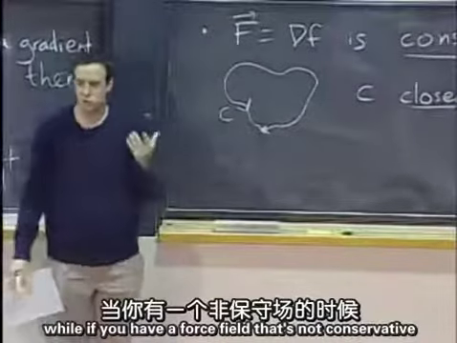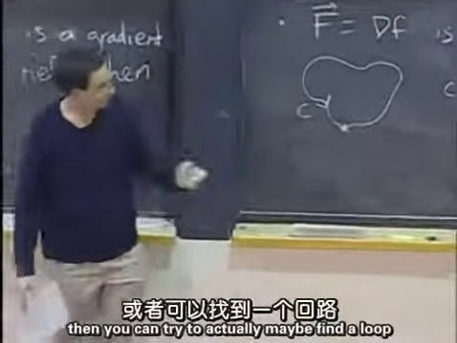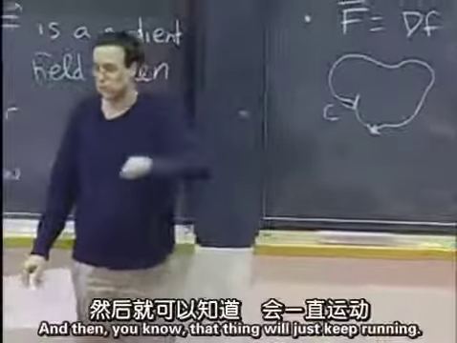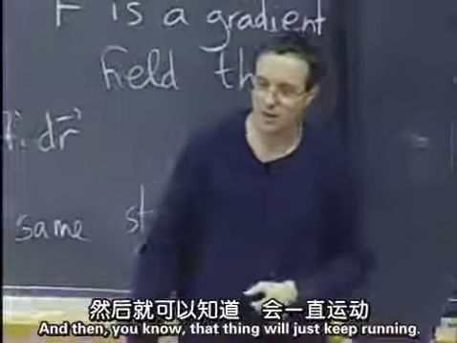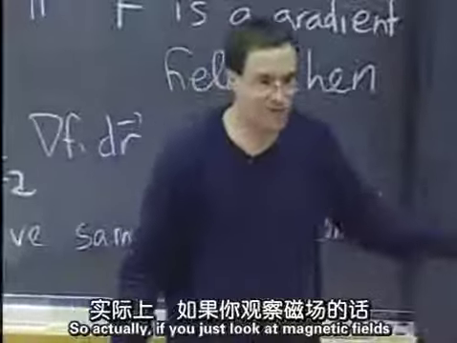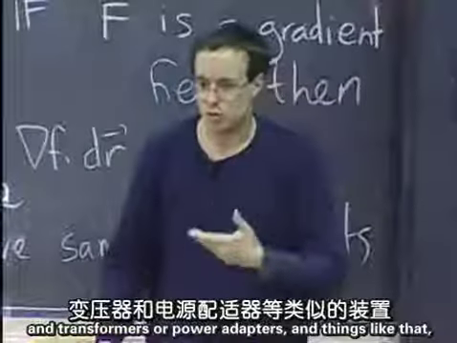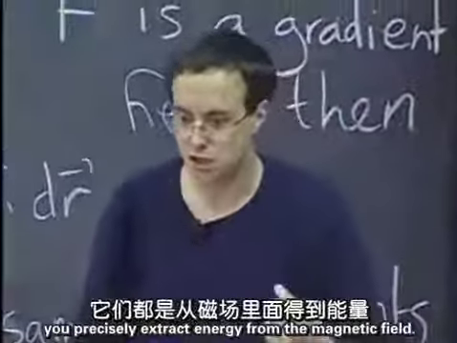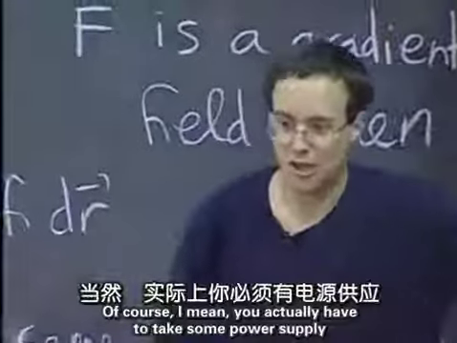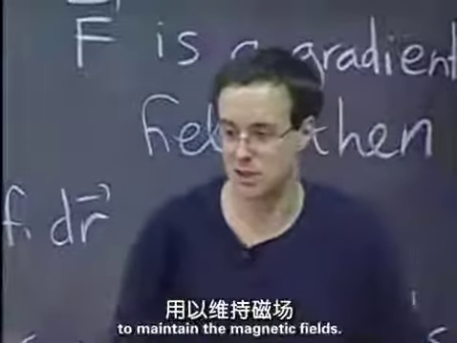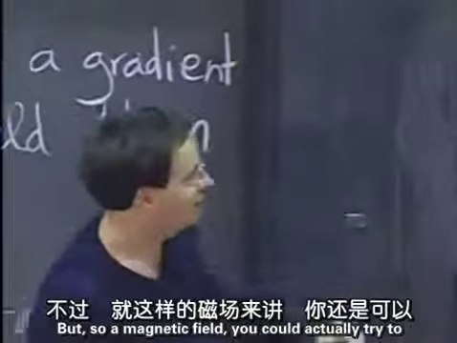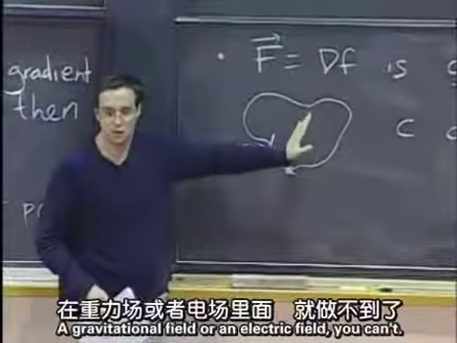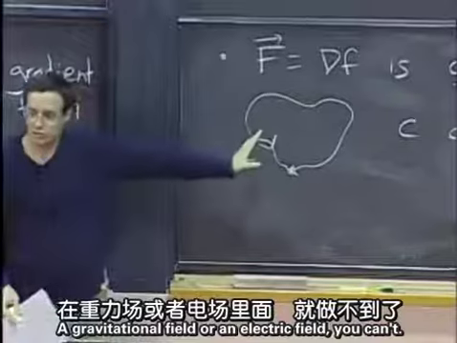While if you have a force field that's not conservative, then you can try to find a loop where the work will be positive, and then that thing will just keep running. So if you look at magnetic fields and transformers or power adapters, you extract energy from a magnetic field. Of course, you actually have to take some power supply to maintain the magnetic field. But a magnetic field, you could try to get energy from it almost for free. A gravitational field or an electric field, you can't.